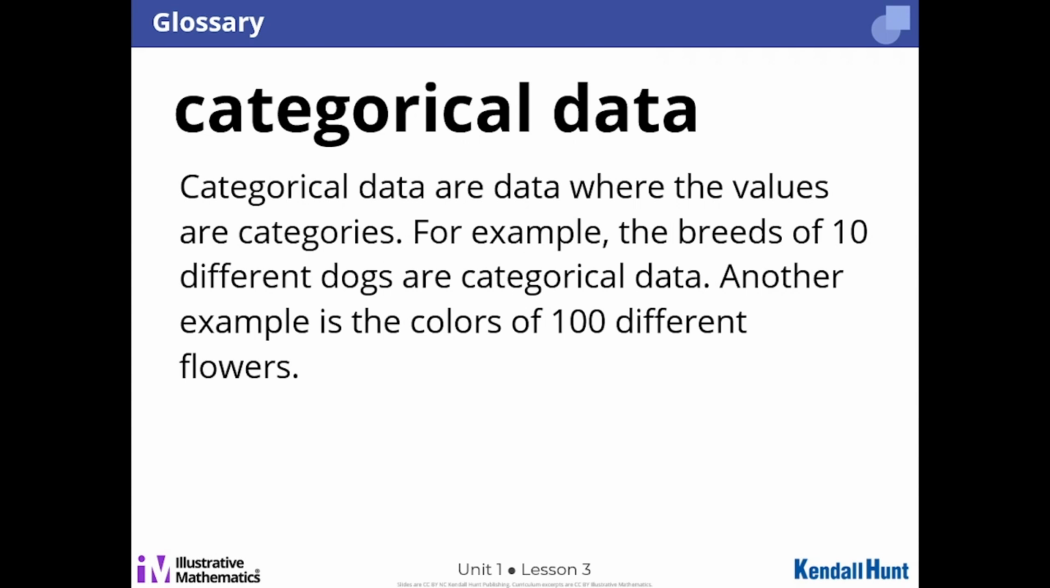The vocabulary for today begins with categorical data. Categorical data are data where the values are categories. For example, the breeds of 10 different dogs are categorical data, things such as golden retrievers, pit bulls, and chihuahuas. Another example is the colors of 100 different flowers. So if I want colors, that might be red, blue, orange. But my answers are categories. That makes it categorical data.